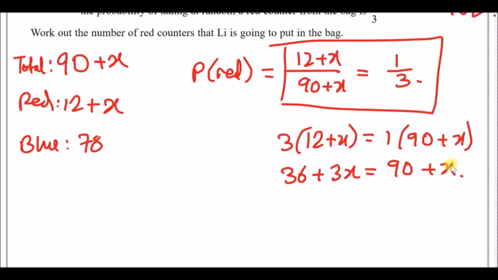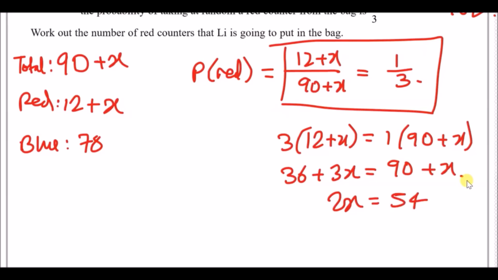Now the tip is to always move all the x's on the left and all the non-x terms on the right. So moving plus x across, you're going to minus x. So 3x minus x is 2x. Moving plus 36 across, it becomes minus 36. So subtract 36 from 90, you're going to get 54.